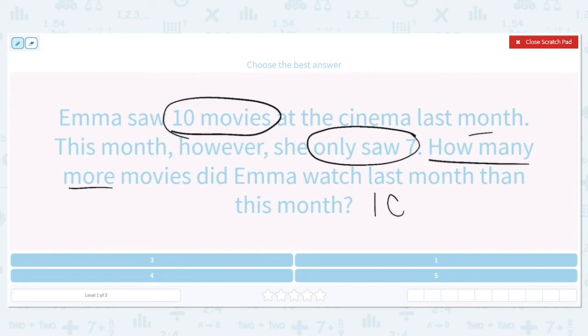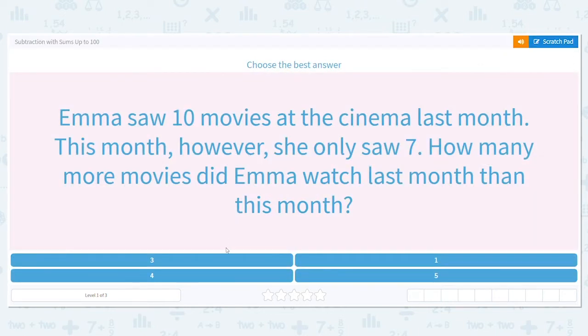10 minus 7 equals what? Is 10 minus 7 3, 1, 4, or 5? It's 3. Good job.